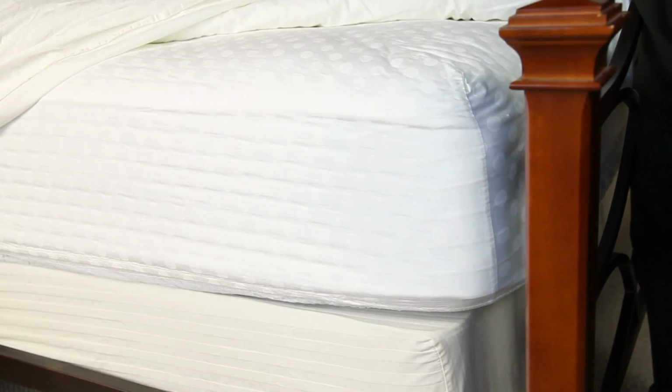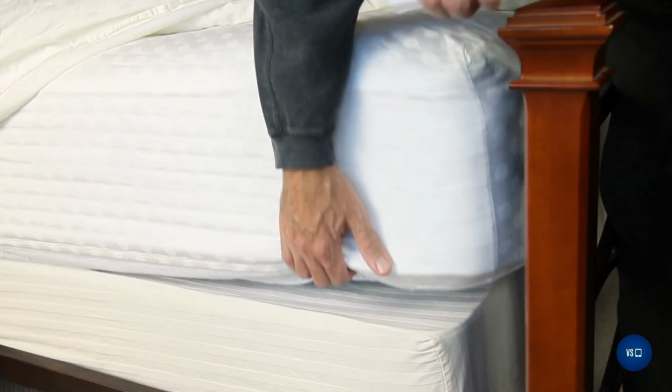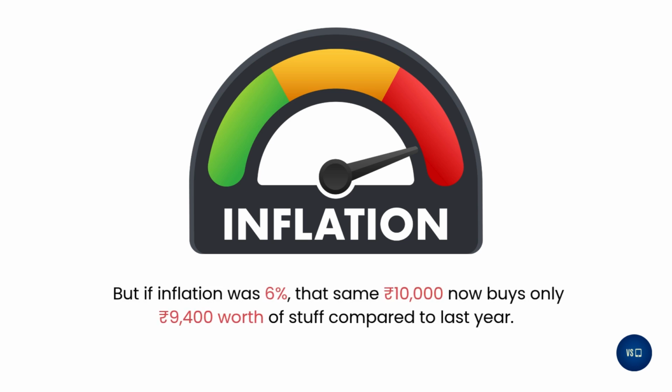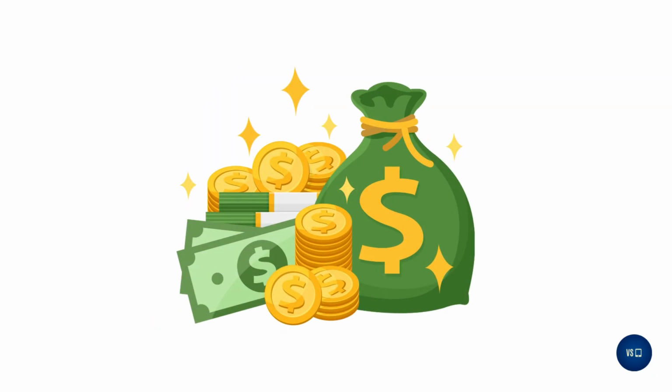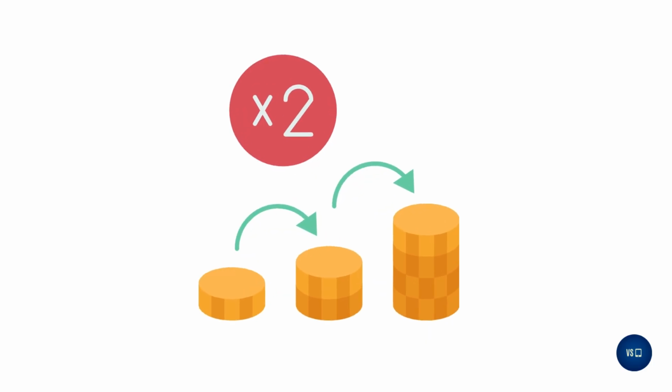Here's an example. Imagine you kept 10,000 under your mattress. After 1 year, it's still 10,000, right? But if inflation was 6%, that same 10,000 now buys only 9,400 worth of stuff compared to last year. You did not spend it, but it's still worth less. This is why just saving is not enough. Your money needs to grow faster than inflation. That's why earning interest, especially compound interest, is so important.